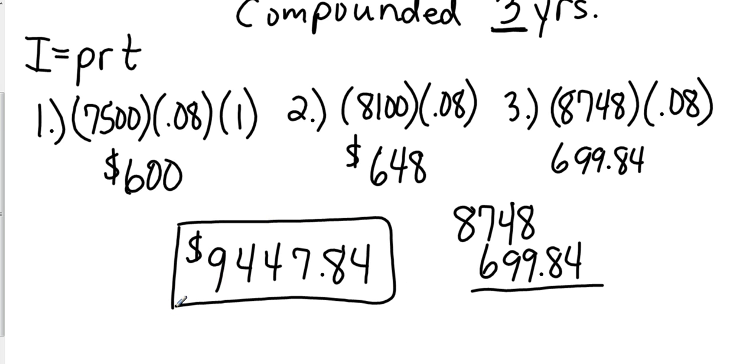So if you left your money in that savings account for 3 years without touching it, you would walk away with $9,447.84. Now, if they ask you the total amount of interest that you made over that time, you can do two things. You can add all of the interest together, or you can take your total, $9,447.84, and just subtract what you started with, which would be $7,500. And so the actual interest that you made is $1,947.84. So it just depends on what they ask you. If they ask you what your ending balance is, or if they ask you how much interest you made.